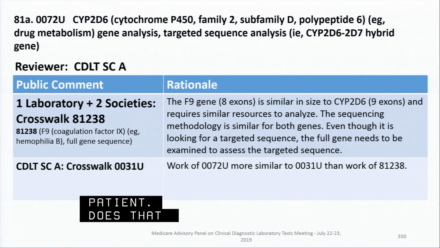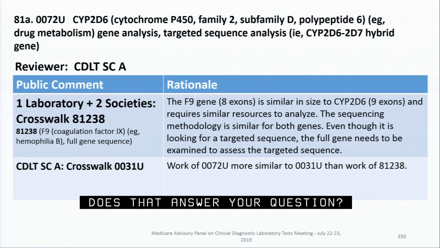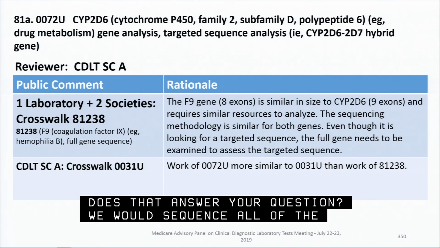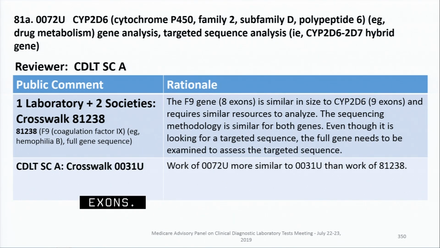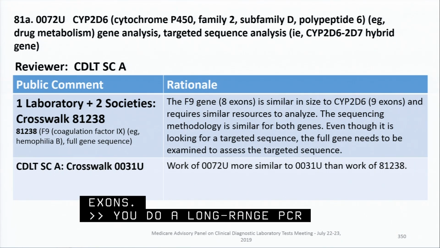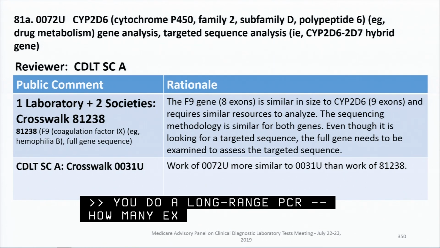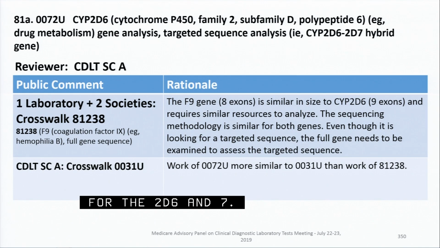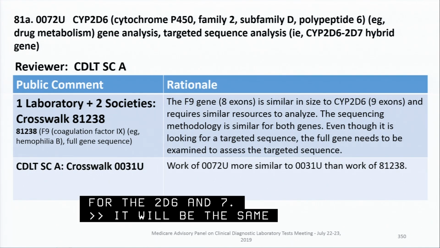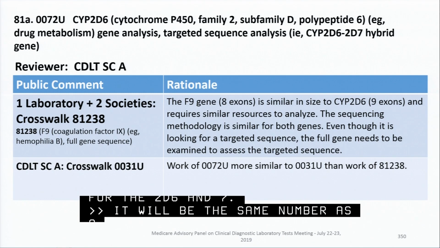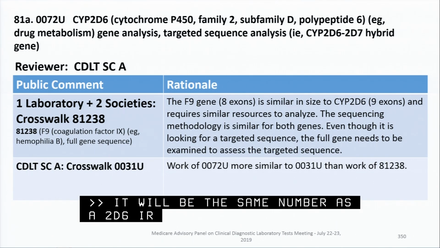So it would sequence all of the exons that are present in the hybrid allele. Almost. On these hybrid genes, you do a long-range PCR. How many exons do you sequence for, like, your 2D6, 2D7 hybrid gene? Is it the same or is it different? All of the exons that are present in that hybrid, so it'll generally be the same number of exons as a CYP2D6 would have alone or a CYP2D7 would have alone. It's just that some of the exons are from CYP2D6 and some of the exons originate from CYP2D7, but it's still the same number of exons as it would be to sequence a complete CYP2D6 gene or a complete CYP2D7 gene.